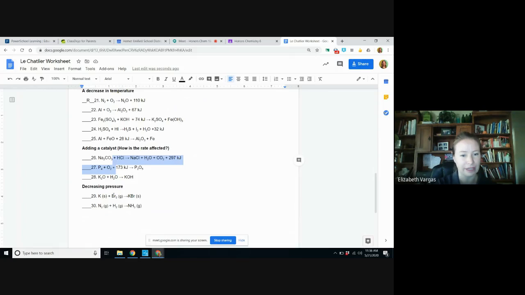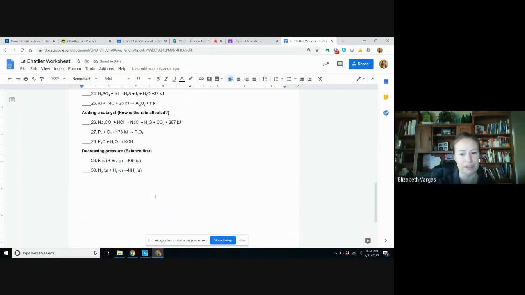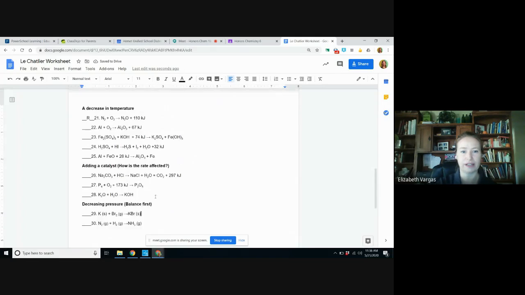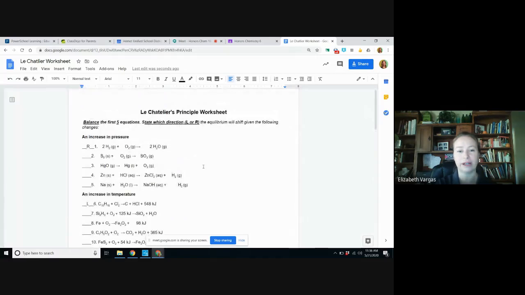And then lowering the pressure, make sure you look at the gases. And these are not balanced. You got to balance these ones also. Okay, so get those balanced and then do those problems. So this worksheet, it looks like 30 questions. It looks like a lot. It's really not. It's just left or right.